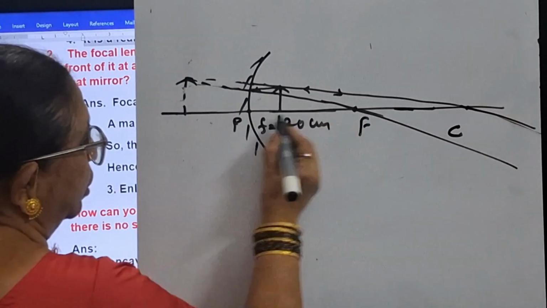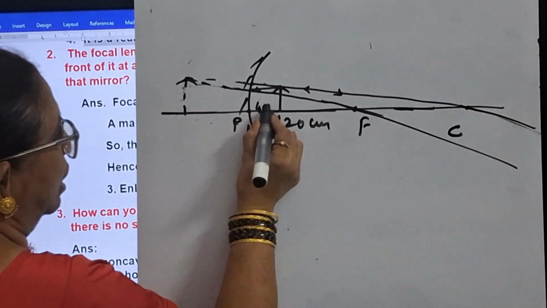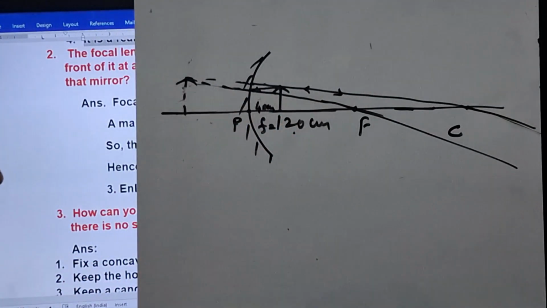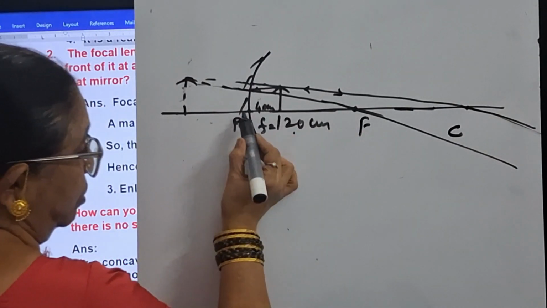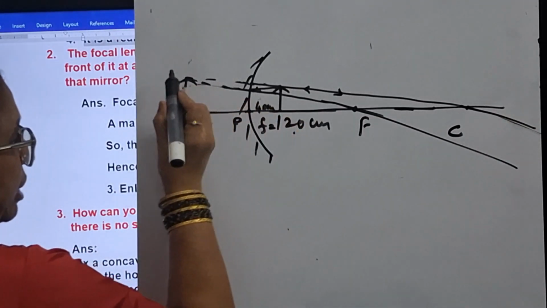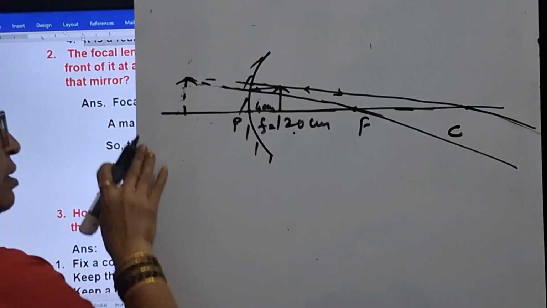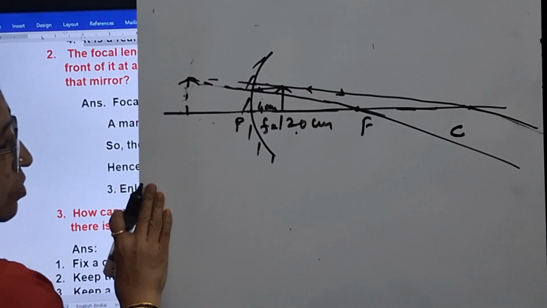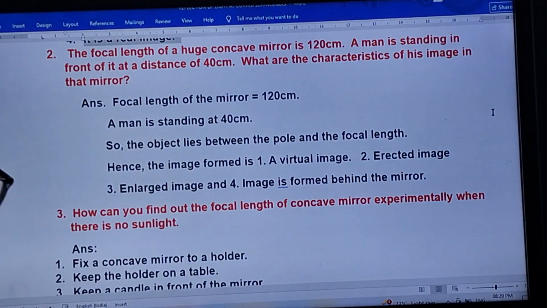The focal length is 120 centimeters. The person is standing at 40 centimeters from the mirror, which means his distance is between P and F. We know whenever an object is between P and F, you will get a virtual image, an erect image, on the other side of the mirror. So this is what we need to write. That is what is written here.